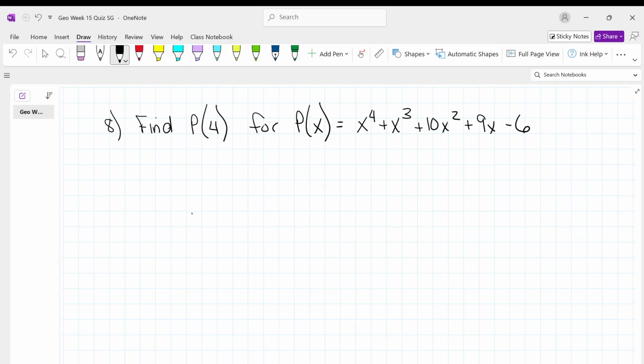So here's what I mean. Now, just kind of be careful on these two problems. You're not going to change the sign of this 4. You're going to take the 4, you're going to use synthetic division, and you're going to use this polynomial of 5 terms. So we're going to go with a 1, a 1, a 10, a 9, and a negative 6.